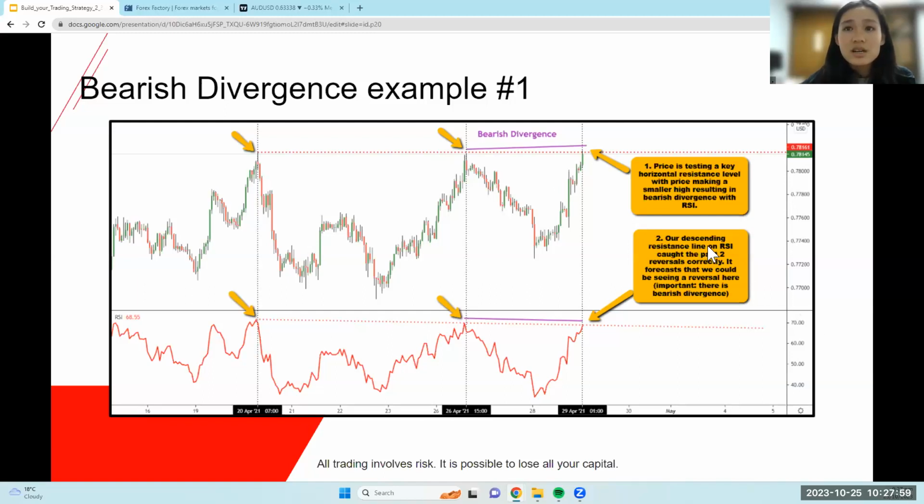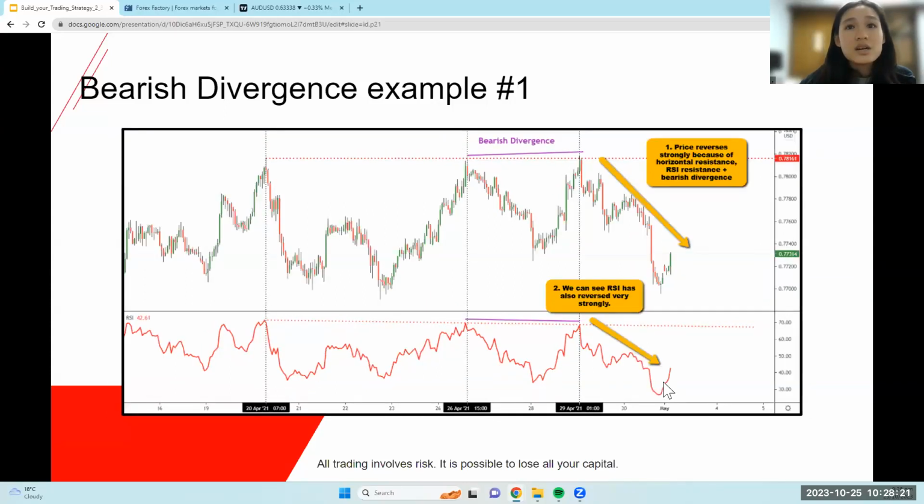Our descending resistance line on RSI caught the past two reversals correctly over here. So you see there's two drops here. We can expect that the third time we would be seeing another reversal over here. This is just the example from here. You can see that price reverses strongly because of the horizontal resistance here, as well as the RSI resistance and bearish divergence.